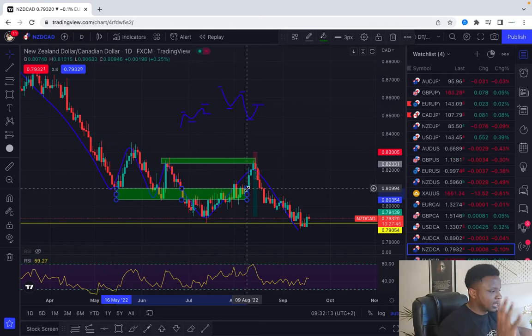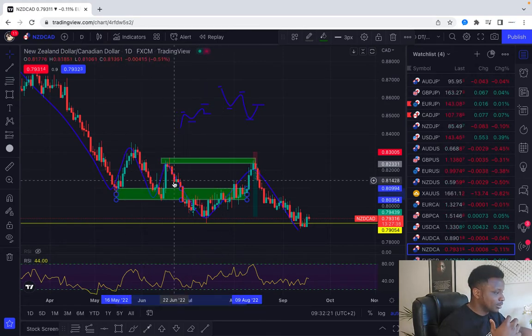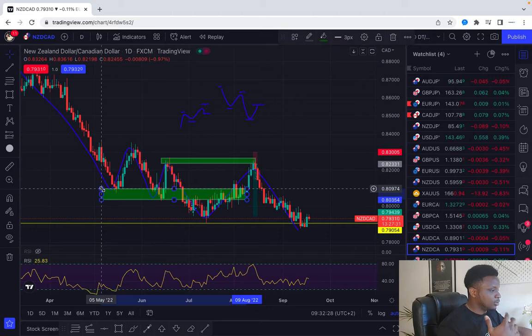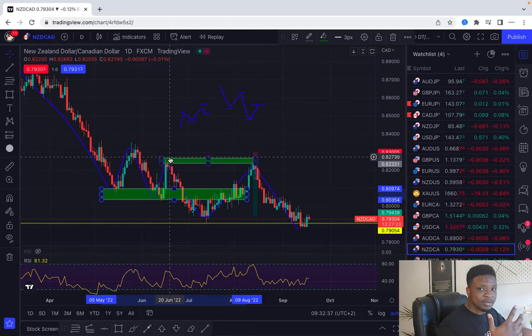I'm looking to take the highest probability trades that give me the best return on my investment. What does that mean? That means I wouldn't be looking to take a trade in the middle of a trend, in the middle of no man's land. I'm looking to take a trade at the most extreme levels. So how do you identify the most extreme levels? Well, the easiest way is at the tippy top end of the trend.